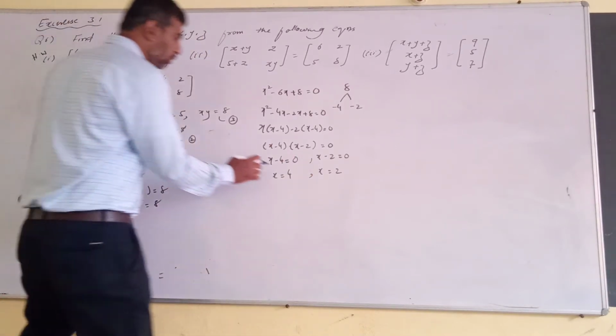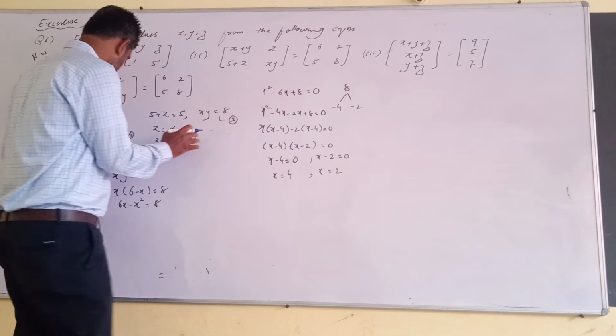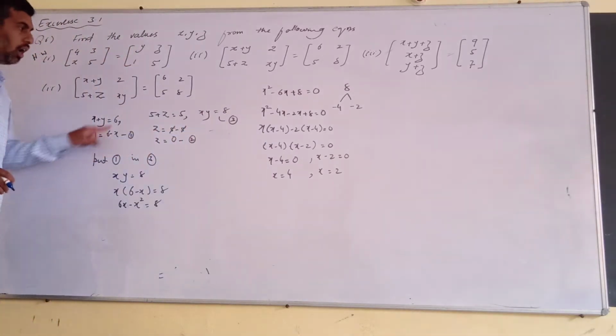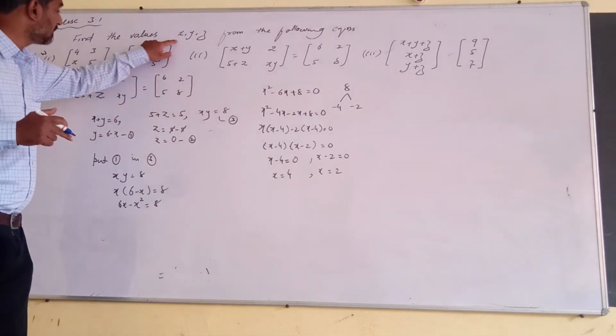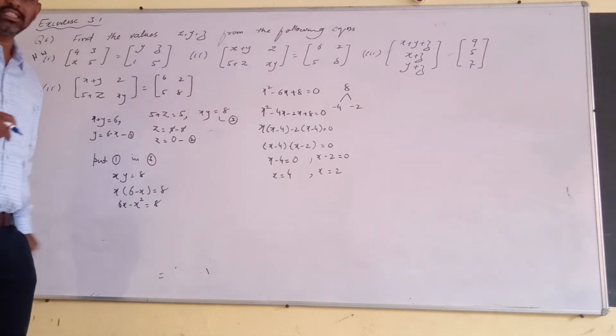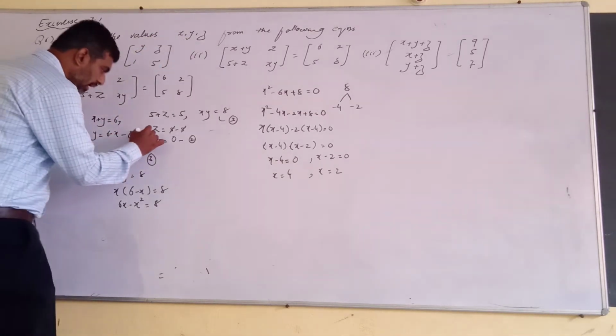Put x equal to 4 in equation 1 or 3, you get the value of y. We need the value of x, the value of y, and the value of z. The z value we got here.